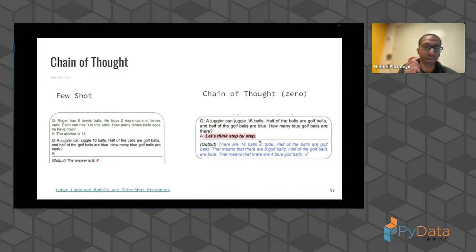So sometimes, depending on your task, you could add things like, explain your reasoning, or let's think step by step, or whatnot. And this will allow the model to reason a little bit better before it outputs an explanation.